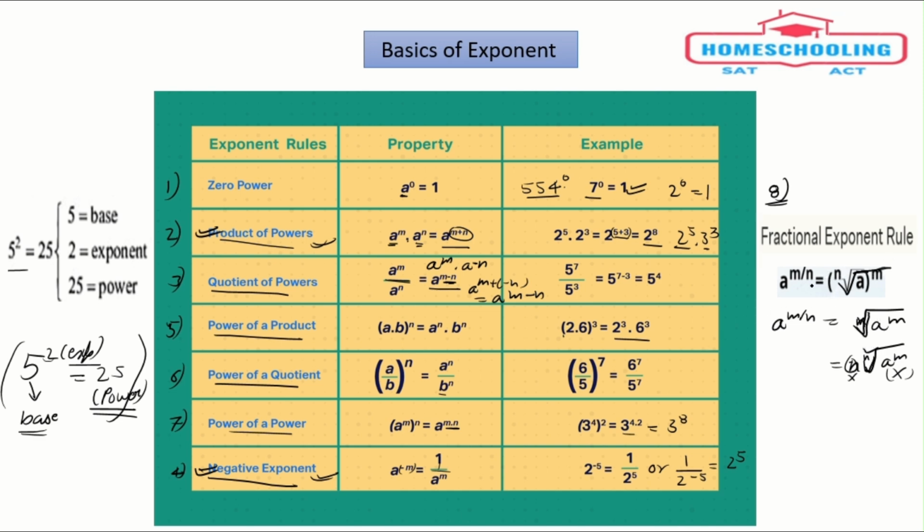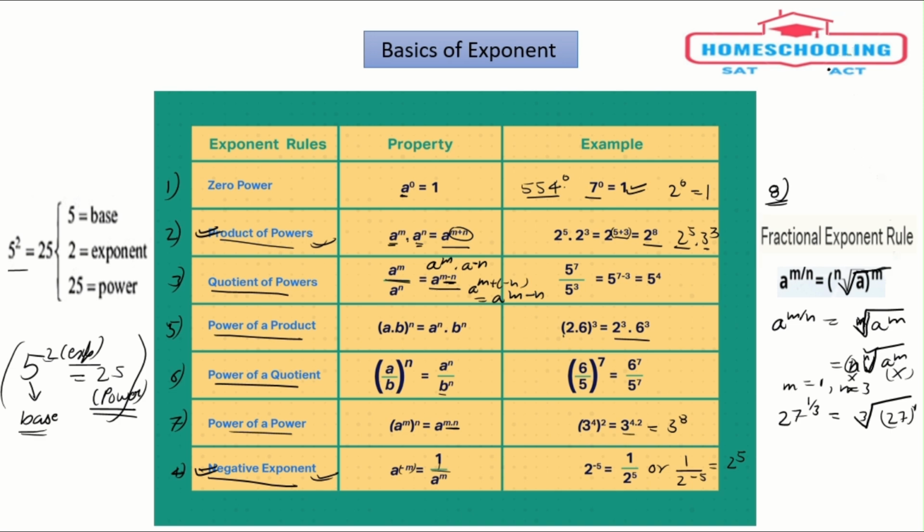So let's take an example here. 27 to the power 1 by 3. As we can see from this, m is 1 and n is 3. So the formula is the nth root of a to the power m. n is 3, so 3 here, and a is your 27. So the cube root of 27 to the power 1.